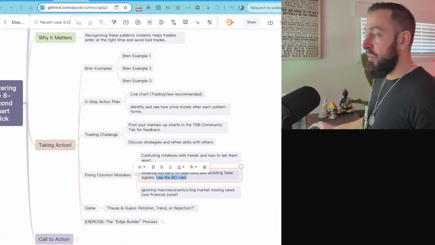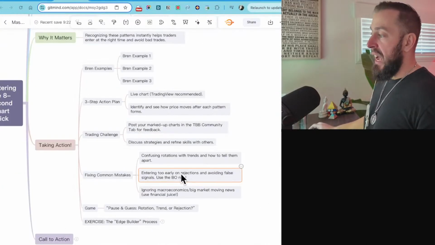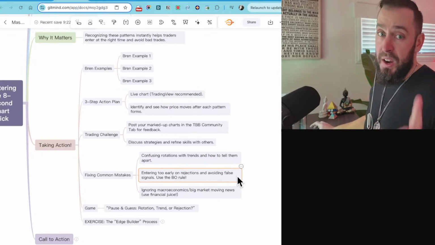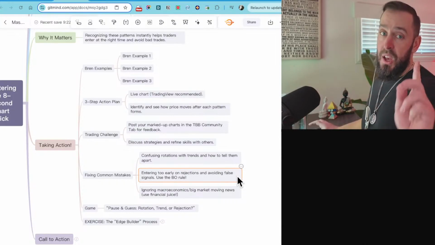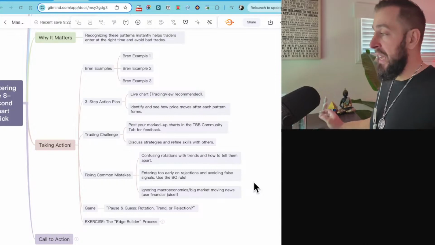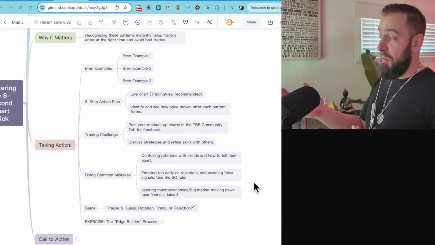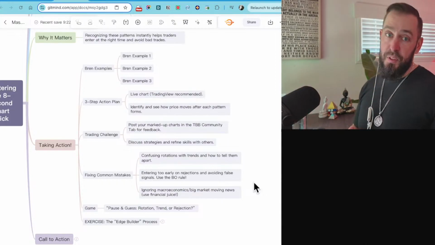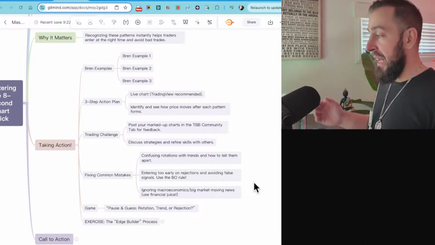So we've got some tools there to avoid entering too early, and that is waiting for confirmation. How do you avoid entering too early? Wait for confirmation. What's confirmation? If you're long, confirmation is a bull bar closing past its midpoint. What's confirmation if you're short? A bear bar closing past its midpoint.